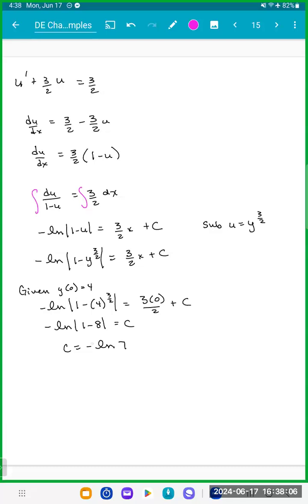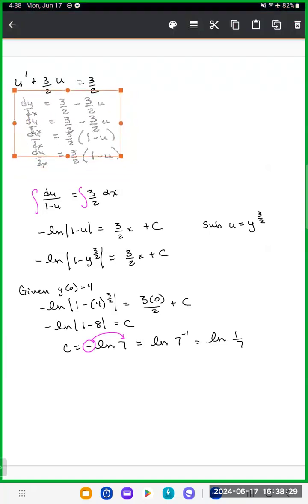But we can remember this is like saying it's a negative 1, so we can put that up in the exponent. So that is the same as ln of 7 to the negative 1, or ln of 1 over 7, just using the rules of exponents. I'm going to scoot this stuff up to give us a little bit more room.